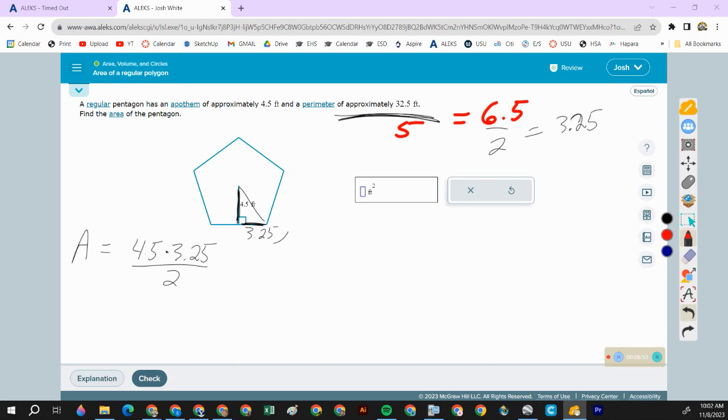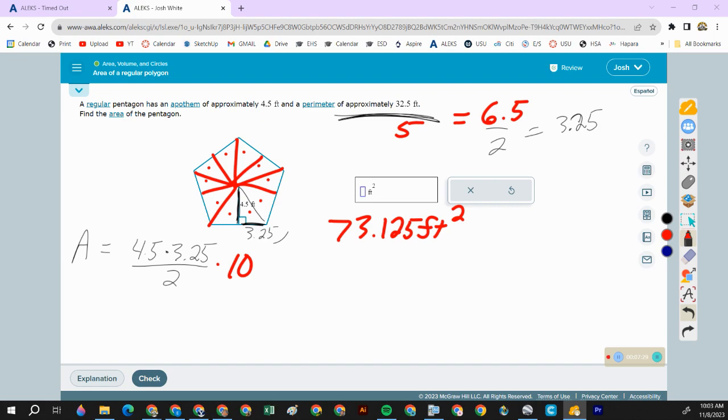Okay. And how many of those triangles are there in this figure? So if I draw them all, 1, 2, 3, 4, 5, 6, 7, 8, 9, 10. So we times this by 10. So 4.5 times 3.25 divided by 2 times 10 gives me 73.125 square feet.